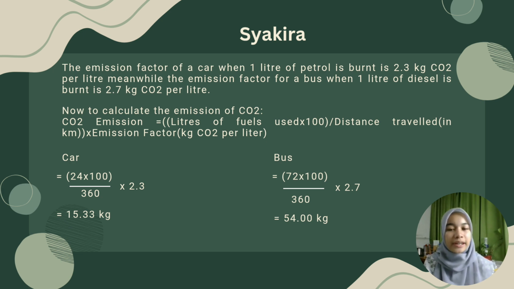So now, to calculate the emission of carbon dioxide, we're going to use the formula: carbon dioxide emission equals liters of fuel used times 100, divided by the distance traveled in kilometers, times the emission factor in kilograms of carbon dioxide per liter. So first we're going to calculate for a car.